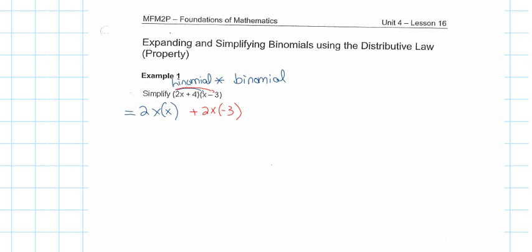Now you see how the first term got multiplied by both terms inside the second bracket, yes? Now I have to do the same thing with the second term, so with the 4. I'm going to have to multiply the 4 by the x. Okay? And then I have to multiply the 4 by the negative 3.